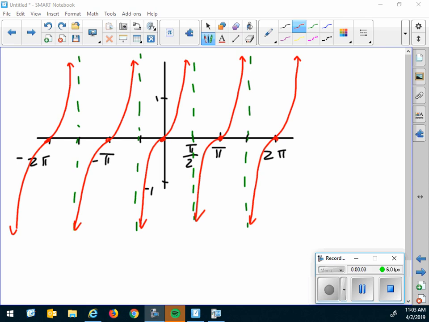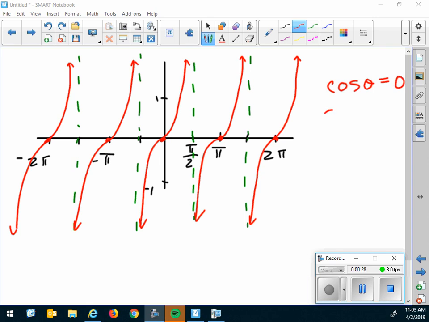This is where we left off on Friday. We were graphing the tangent function. And if you remember, we figured out where the tangent function had vertical asymptotes. You remember that? What we figured was the tangent function had vertical asymptotes anytime the cosine was 0.